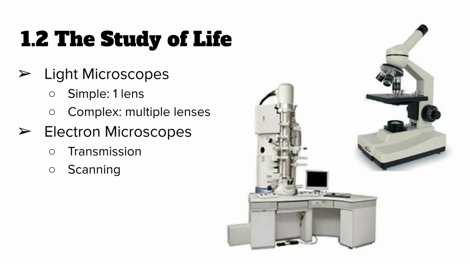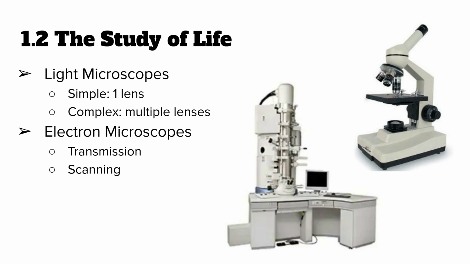So first, light microscopes. They can be very simple, or they can be much more complex. A simple microscope has just one lens. It's effectively a magnifying glass. Complex light microscopes, like the one we're going to use in class, very similar to the one in the top right of this slide, have multiple lenses that work together to give a greater magnification.